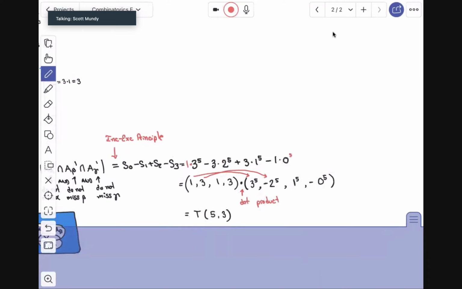Is your second 3 1 in that first grouping? Oh yeah, I didn't. Sorry, I didn't. Yeah, sorry about that. So yeah, 1, 3, 3, 1. Yeah. So that's T5, 3.